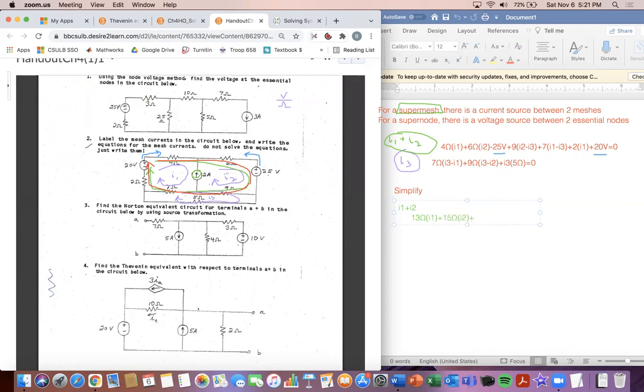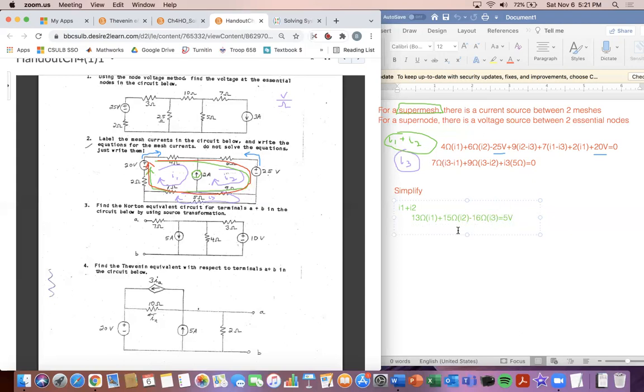And let's look at I3. Negative 9 minus 7, negative 16 then. Negative 16 ohms times I3. And then for the constant, which is the voltage to the other side, that would be negative 5 if we combine them, and then to the other side, 5 volts.